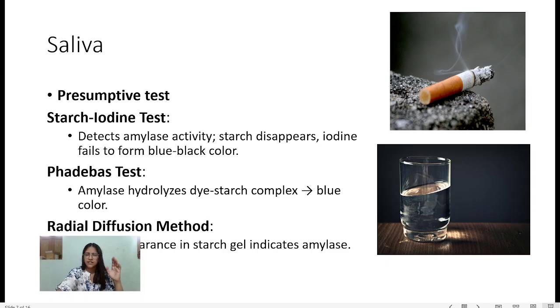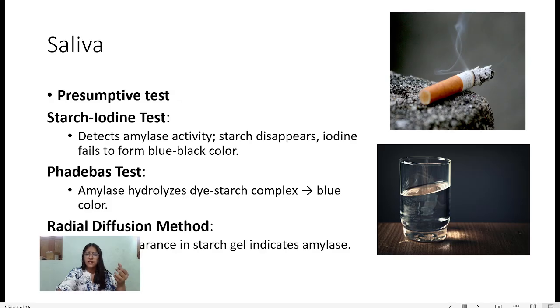Next one is the radial diffusion method. The principle of this test is that saliva simply diffuses through a starch containing gel, right? So amylase activity produces a clear circular zone. Now, how to use it? Place the sample in gel wells. We just have to place the sample in the wells and incubate it.